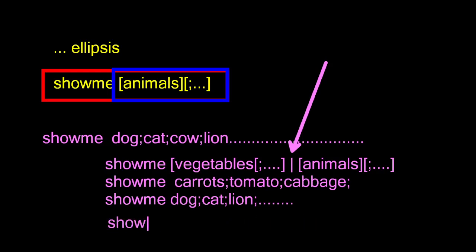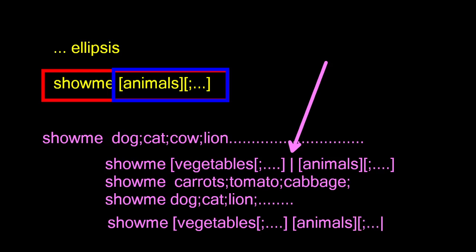If the syntax is like this, show me vegetables. I'm asking you to show me the vegetable, I'm not asking you to show cat or animal. So I can allow you to repeat the command. So animals. You will notice I removed the split vertical bar.